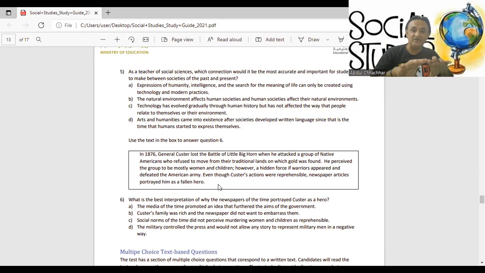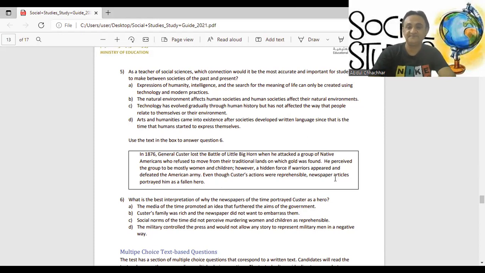You have knowledge of what happened with General Custer, who was titled a fallen hero for them, and what the strategy of the US government was. So this part is knowledge, meaning you must know history and historical content.